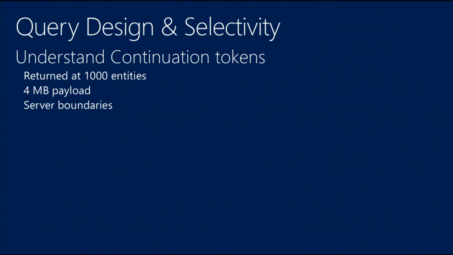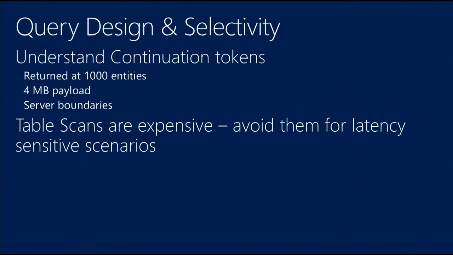So query design and selectivity. One thing you need to understand is continuation tokens, specifically when querying data. So as you're querying data, let's say it's hosted by many, many servers, you'll get continuation tokens when certain limits are hit. So when you've got 1,000 entities already in the return payload, when the payload has reached 4 megabytes, when you've hit a server boundary and you need to start iterating on the next server, or at certain timeout conditions as well. So in general, you want to minimize those continuation tokens, which are going to necessitate another request, as much as possible when you're trying to achieve high throughput.